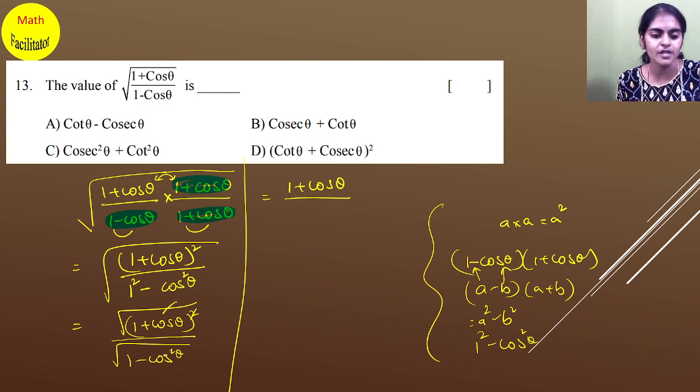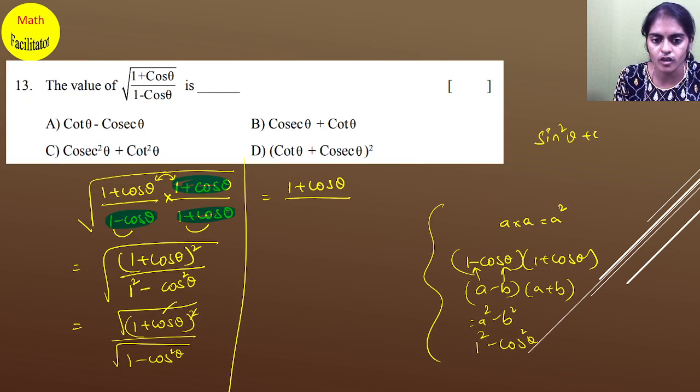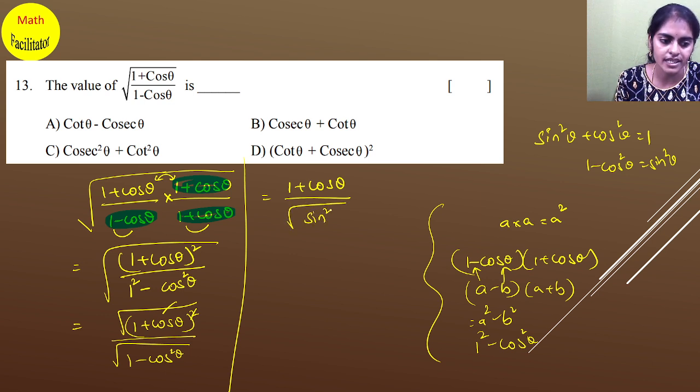Denominator 1 minus cos square theta is how much? We know sin square theta plus cos square theta is 1, so 1 minus cos square theta is nothing but sin square theta, isn't it? So the denominator will be root sin square theta. Here also the square root cancels, so I have 1 plus cos theta divided by sin theta.